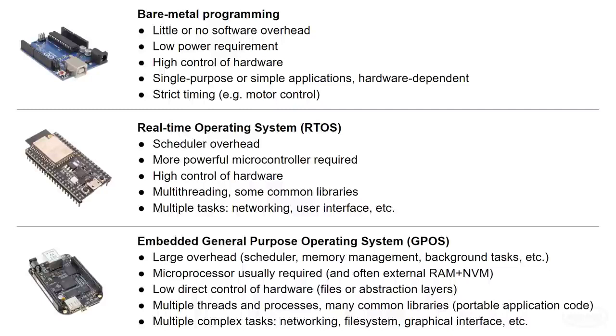It also gives you access to high-level languages like Python and Java that you might not have with the other two options. Such operating systems allow you to concurrently run many different threads and processes, and they often give you access to advanced features like networking, file systems, and more complex user interfaces.